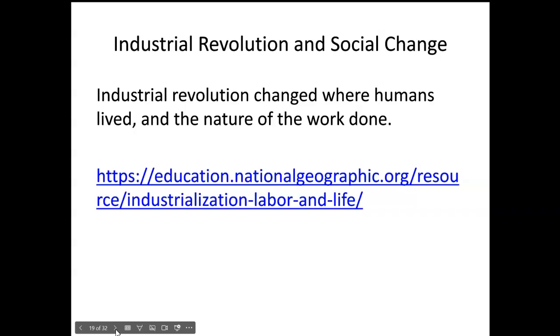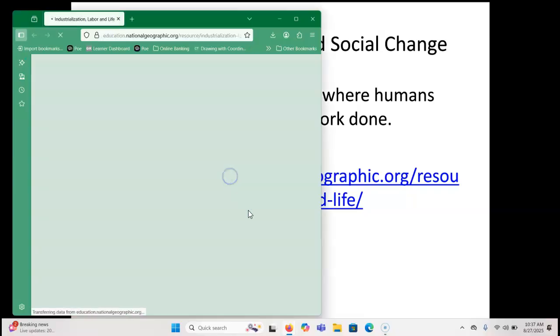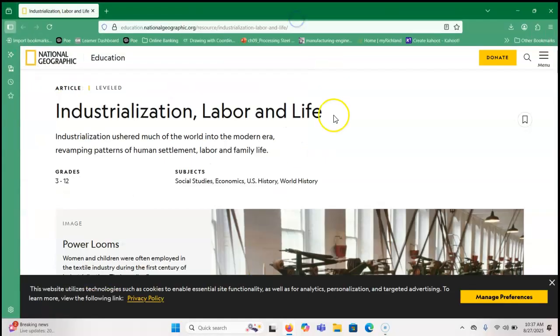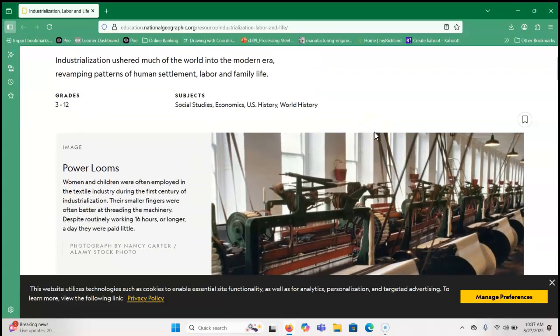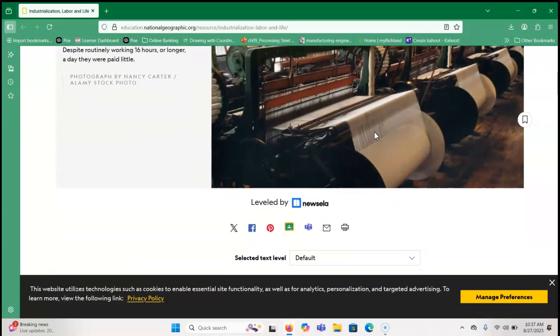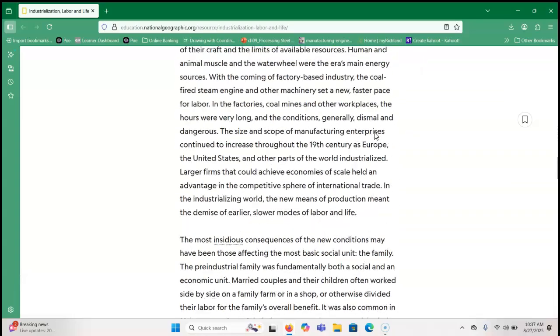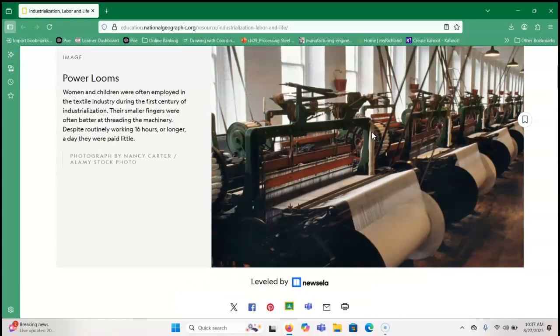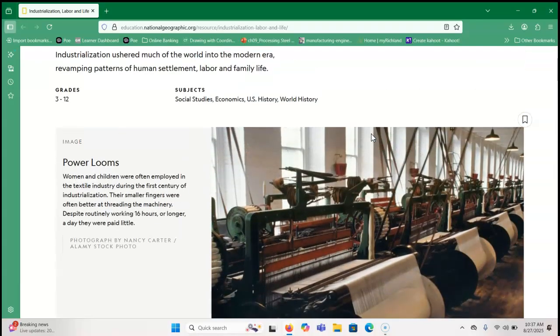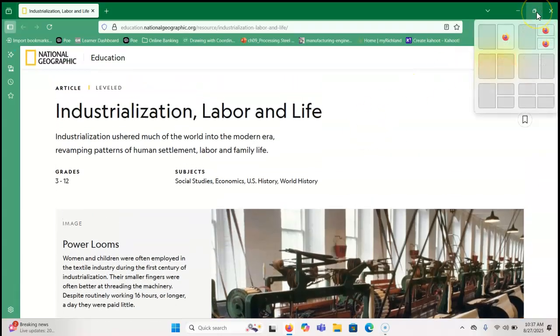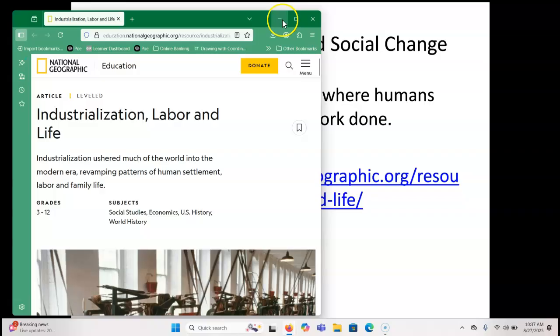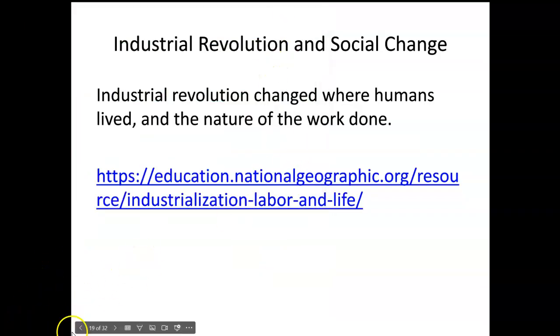When we talk about the nature of work, we're going to go through this resource. Let's open this up. This is giving you some more information about some of these different areas that were impacted. I would like for you to at some point check out this website and see how things were done and changed by the Industrial Revolution as we go through. That gives you a website to follow to learn a little bit more.